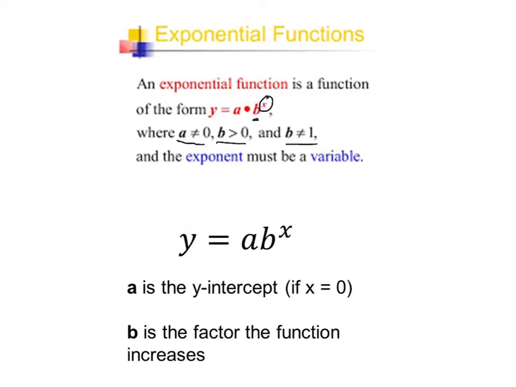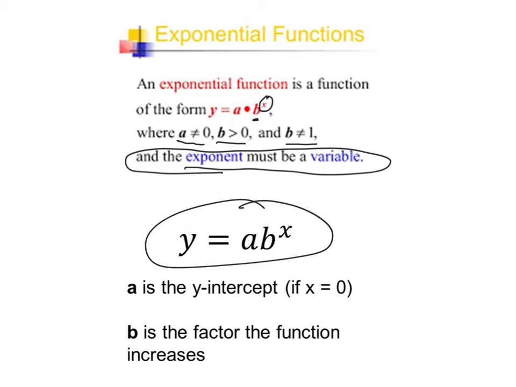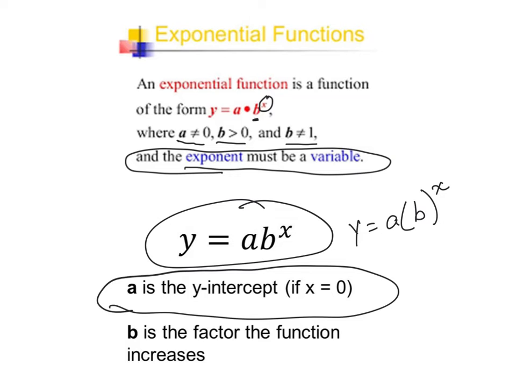Because 1 to any power is always 1, so it doesn't work. The exponent is a variable, so that x is always a variable. I think I already said that. Okay, so here it is again, a little bit clearer, and this time it doesn't have the dot, so we all know the various ways we can write that to indicate multiplication. A is the y-intercept that occurs when x is equal to 0. That's the definition of y-intercept, so that's what A is. B is the factor the function increases. Factor is what you're multiplying by.